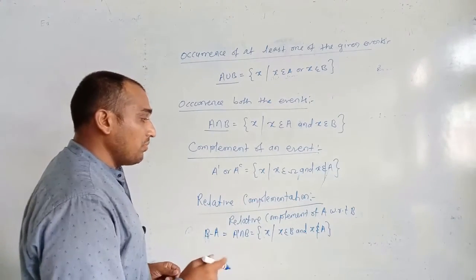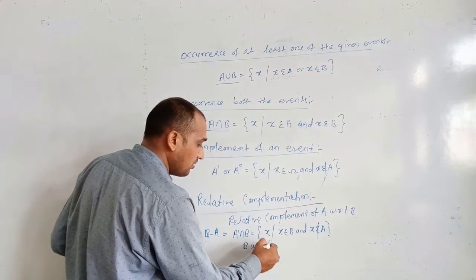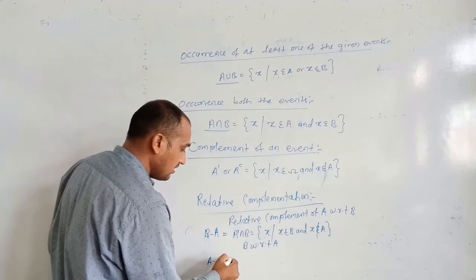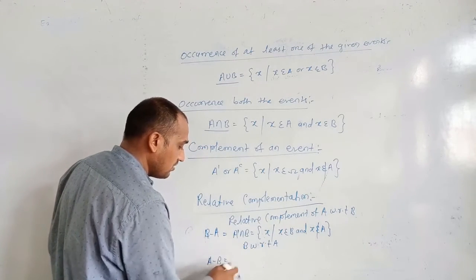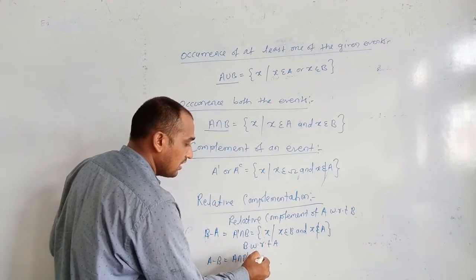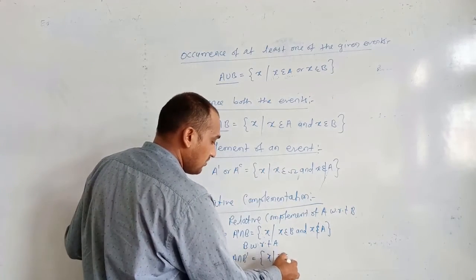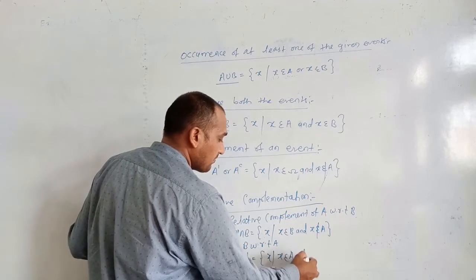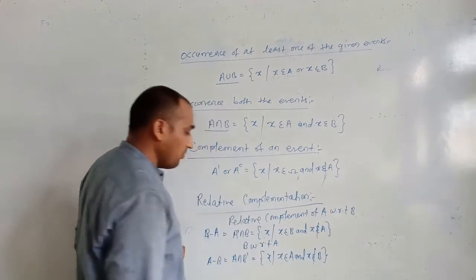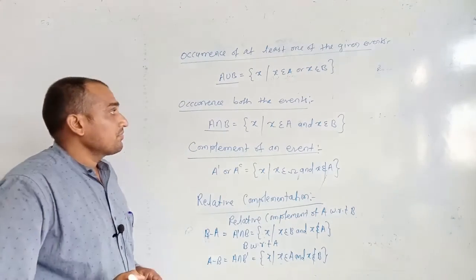Similarly, the relative complement of B with respect to A, that is A minus B, is A intersection B complement, and which contains the set of values of x such that x belongs to A and x does not belong to B. So, this is my relative complement of B with respect to A.